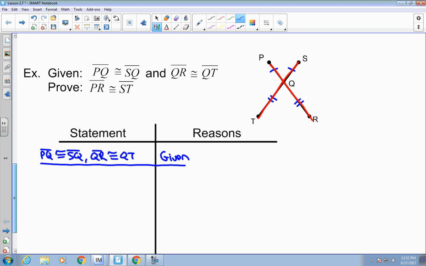Now, because we talked about having to add the segments together, we can't be in the congruence mode. We have to be in the equality mode. So what allows us to go from congruence to equality? Definition of congruent segments. So PQ equals SQ, and QR equals QT, by definition of congruent segments.